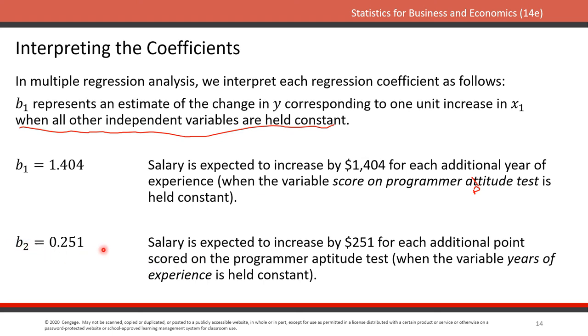Now down here, B2, now we're talking about the effect of programmer aptitude on salary. So salary is expected to go up by $251 for each additional point scored on the programmer aptitude test. Now you can multiply this by a constant. So if you said I wanted to go up not by a single point, but I wanted to go up by 10 points on the programmer aptitude test, then this would be multiplied by 10. So this would be going up by $2,510 for every 10 points you go up on the programmer aptitude test.